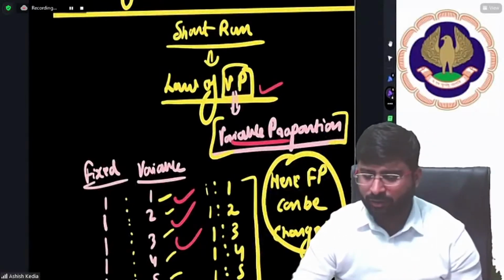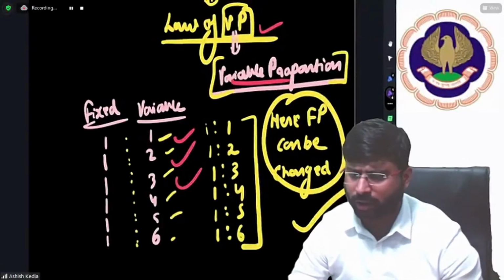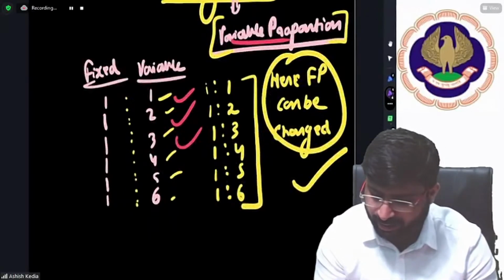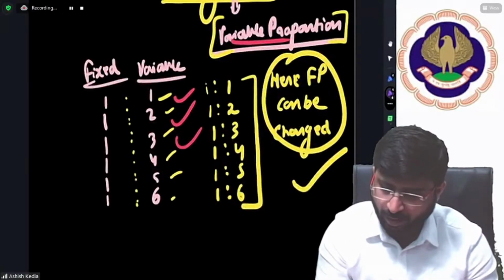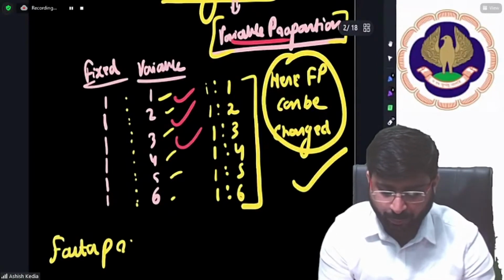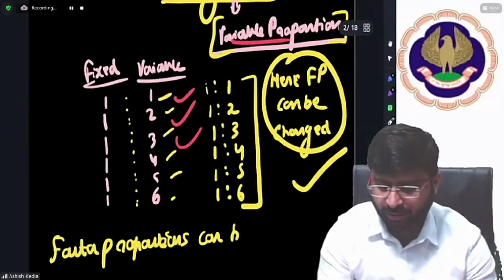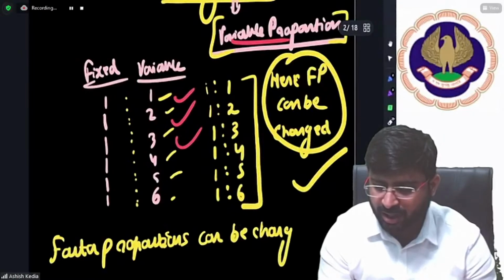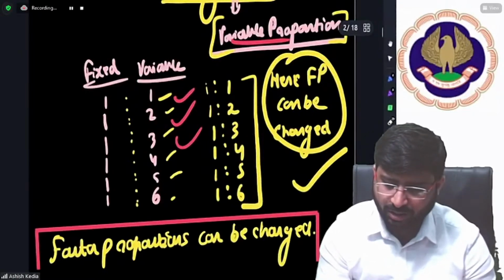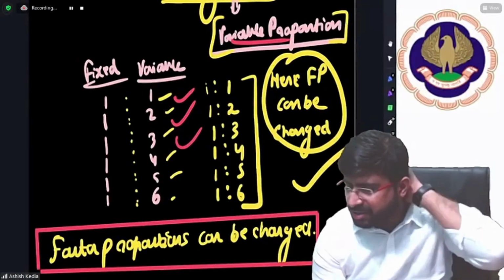Now, my dear friends, there was a problem with law of variable proportion. Did you notice what? That their factor proportions can be changed. I will write it again for you all. My dear friends, in law of variable proportion, factor proportions can be changed. Yes, it was possible to change the factor proportions.